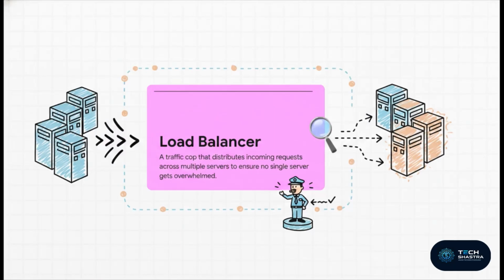Okay, but if you have a bunch of servers, how does the internet know which one to send a new user to? That's what a load balancer does. It's basically a traffic cop for the internet. It sees new requests coming in and directs them to the server that's least busy. It's absolutely essential for keeping a big website running smoothly.